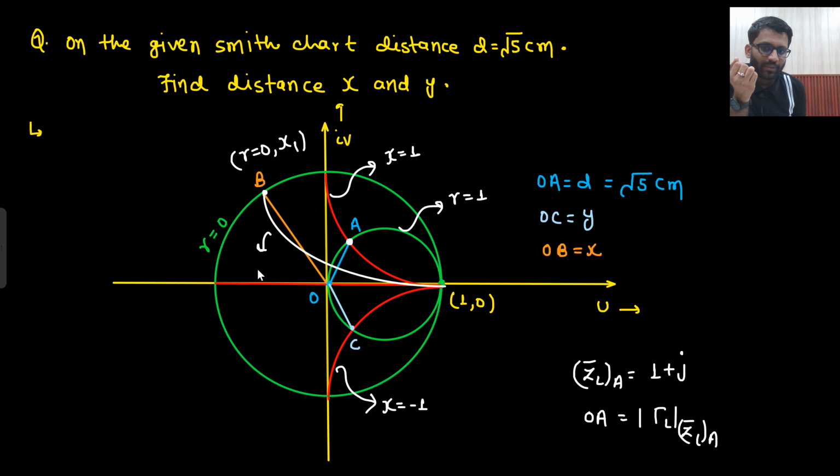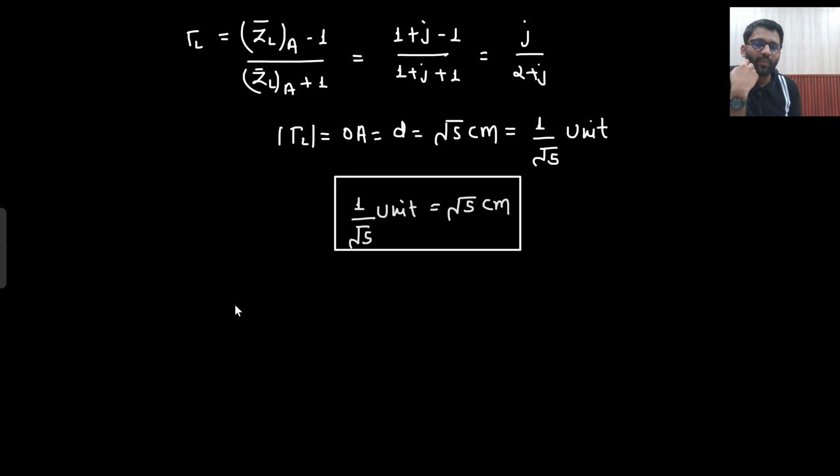So what did you get to know? At point B, this is your x equals 1 circle, and this could be some x equals x1. I am not sure what the value of x is. So at point B, r equals 0 and x equals x1. What is the normalized impedance at point B? R is equal to 0, J times some x1. Is that clear to you?